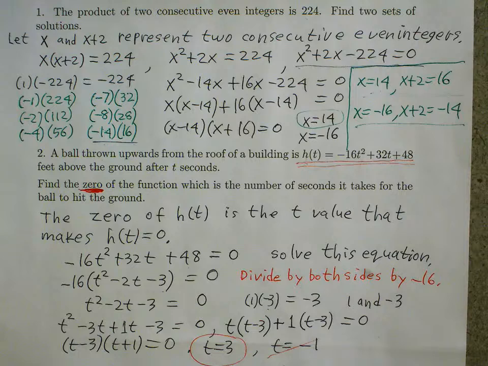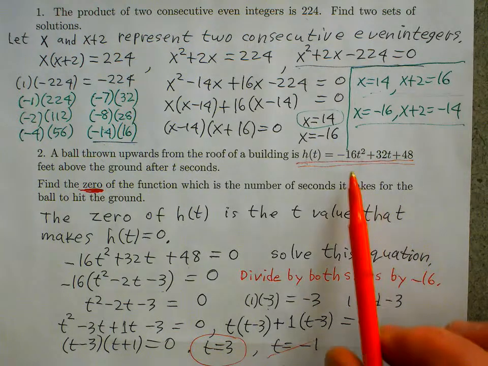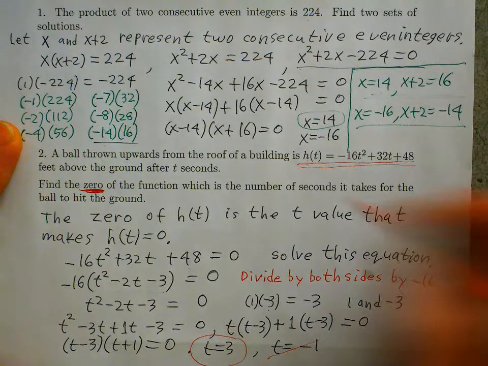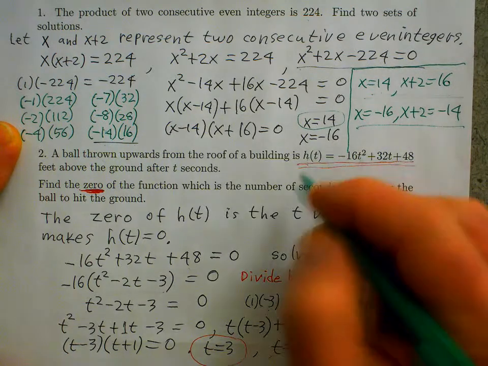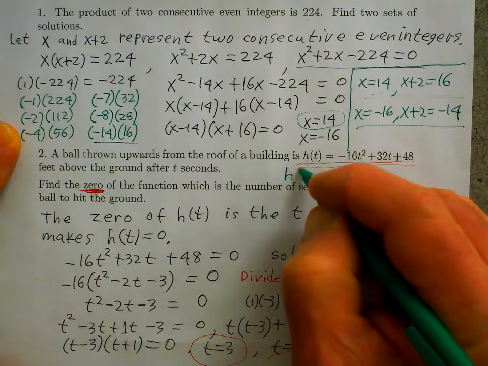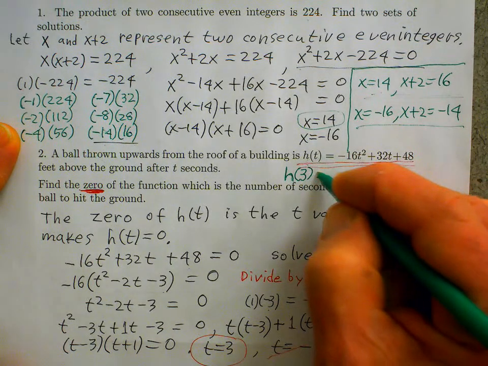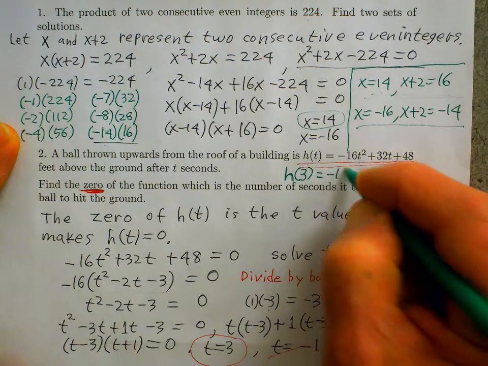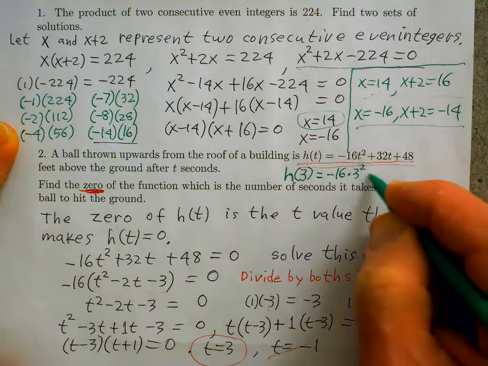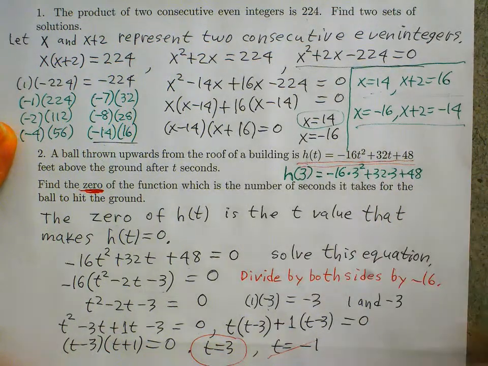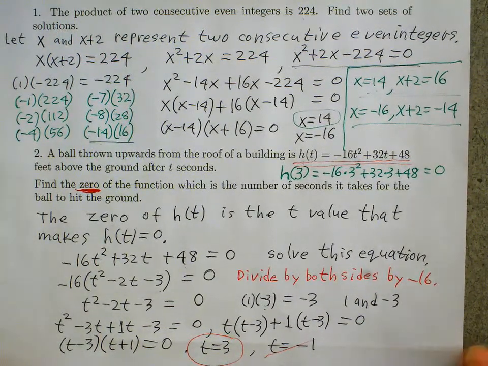You can verify by evaluating this function when t equals 3. The notation for that, if you replace every t with 3, then h of 3, because I replaced t with 3, you can do the arithmetic. It's negative 16 times 3 to the second plus 32 times 3 plus 48. And it turns out that that will be equal to 0 after doing the arithmetic.